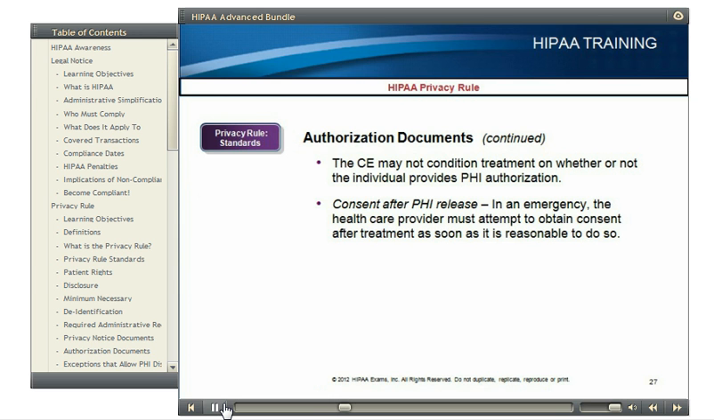The CE may not condition treatment on whether or not the individual provides PHI authorization. Consent after PHI release. In an emergency, the healthcare provider must attempt to obtain consent after treatment as soon as it is reasonable to do so.